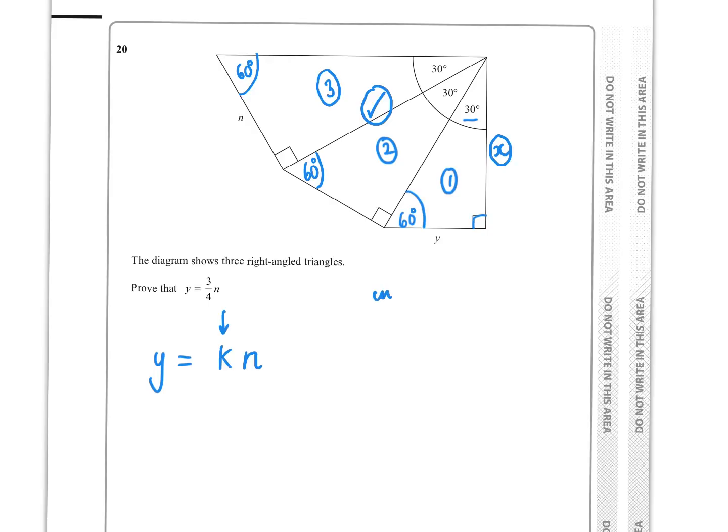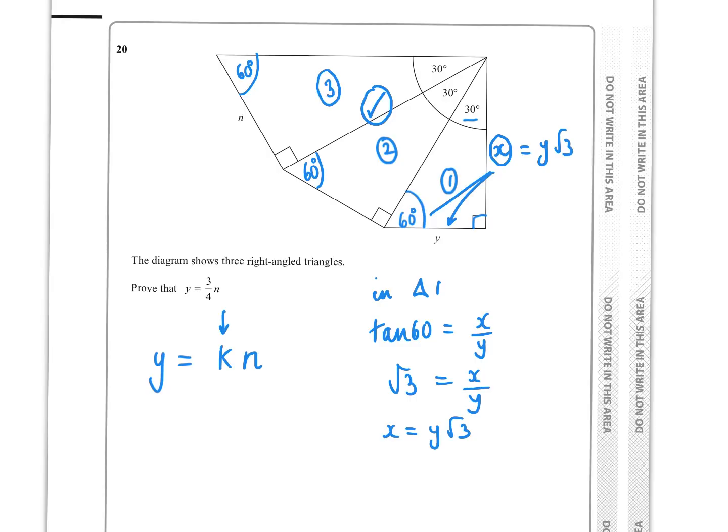So in triangle 1, I will use the fact that I know all the angles here, so I can use sine, cos, or tan. It doesn't really matter. I think I'm going to use opposite and adjacent. So I'm going to say tan 60 equals x over y. Now, tan 60 is root 3. So root 3 equals x over y, which means x is y root 3. Okay, so that's y root 3.